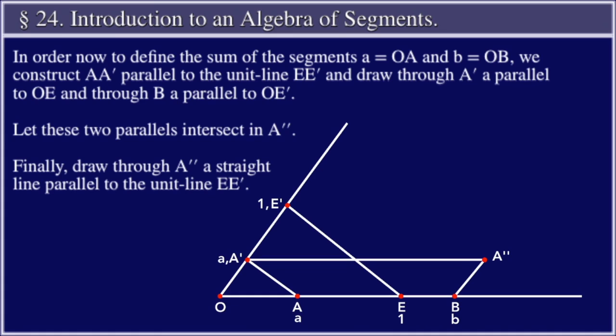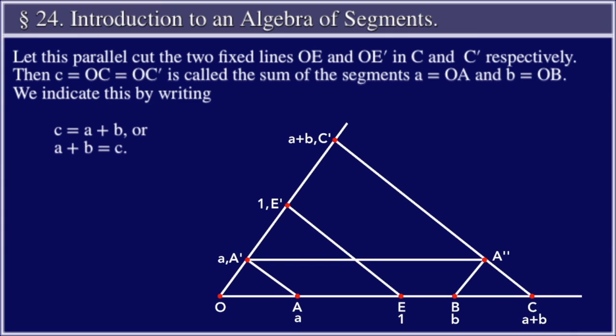Finally, draw through A″ a straight line parallel to the unit line EE′. Let this parallel cut the two fixed lines OE and OE′ in C and C′ respectively. Then C = OC′ is called the sum of the segments A = OA and B = OB. We indicate this by writing C = A + B, or A + B = C.